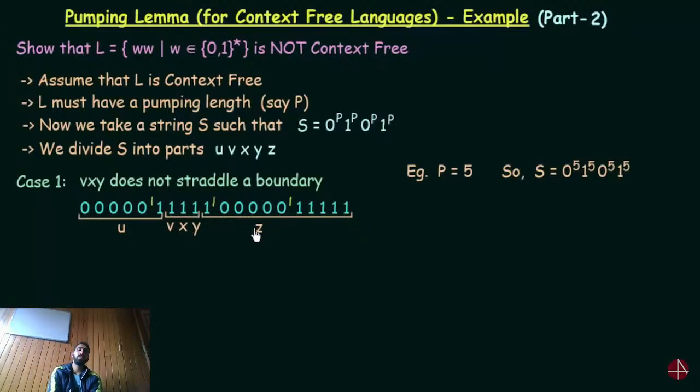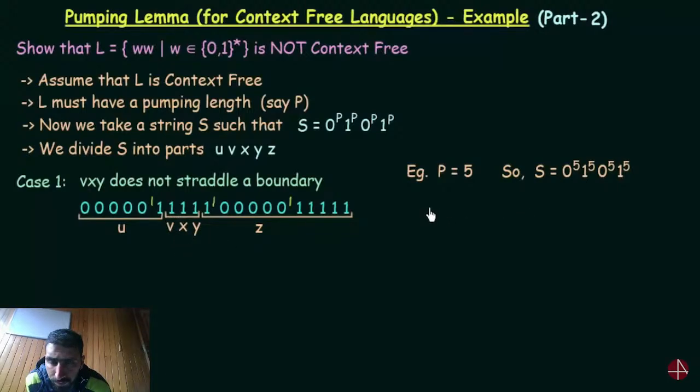Now this is one way in which we can divide our string into these 5 parts. Now if we have divided into these 5 parts, let's see if condition number 3 is holding, VXY. What is the length of VXY? It is 1, 2, 3. And is 3 less than our pumping length? Yes, our pumping length is 5 and it is less than 5. So condition number 3 holds. And condition number 2 says that the length of VY should be greater than 0. That is obvious from here. And condition number 1, that is what we have to check now.